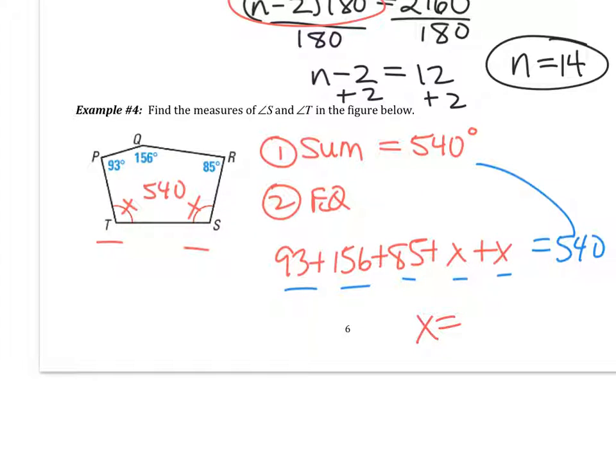103 degrees? Okay? And so if I were to plug back in a 103 and a 103, I should add them all up and get a 540. Okay? And it looks like that would work.